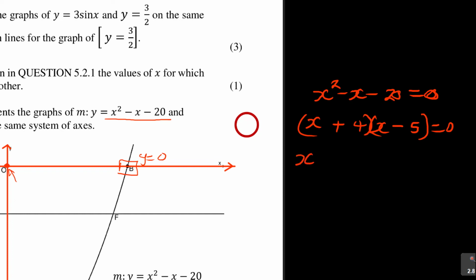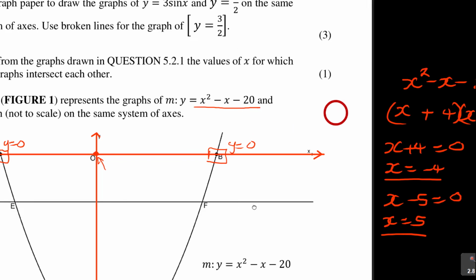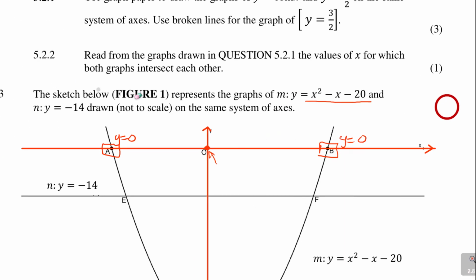Then you've got x plus 4 equal to 0. Therefore x is equal to negative 4. Or x minus 5 is equal to 0. Therefore x is equal to 5. So you've got these 2 points, and you can see now what B and what this is. So if I erase here and I erase here, you can see that this is where it's 5, here it's where it's minus 4. But they said what?